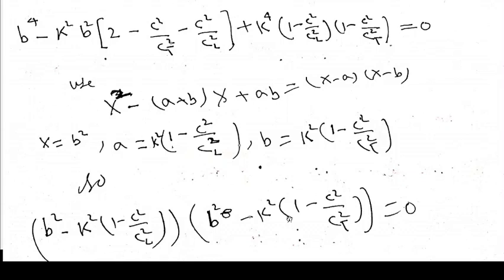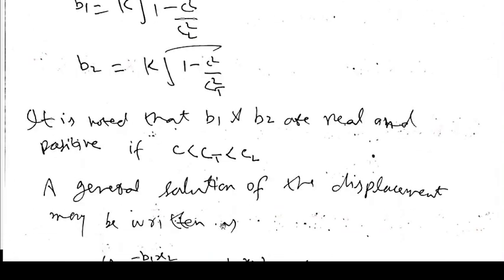So what we can write, we can write this thing with the help of this as x minus a and x minus b. So this will be b1 and b2. We are not writing minus because we have supposed that b1 and b2 should be positive. B should be positive, so we are not writing minus here, plus. And for real, this should hold. Our c must be less than ct and ct must be less than cl. It is obvious that ct is always less than cl. And c is less than ct and cl. In this case, your b1 and b2 will be real and positive.